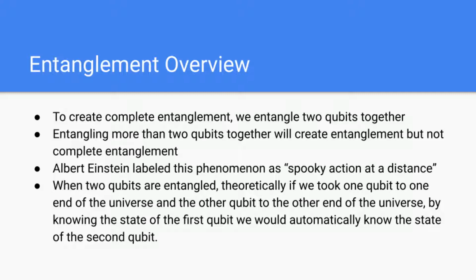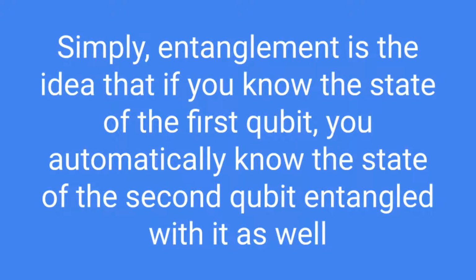Albert Einstein labeled quantum entanglement as spooky action at a distance. Essentially, when two qubits are entangled, theoretically, if we took one qubit to one end of the universe and the other qubit to the other end of the universe, by knowing the state of the first qubit, we would automatically know the state of the second qubit. So simply, entanglement is the idea that if you know the state of the first qubit, then you automatically know the state of the second qubit entangled with that first qubit as well.